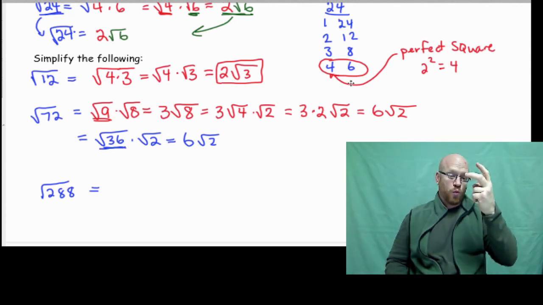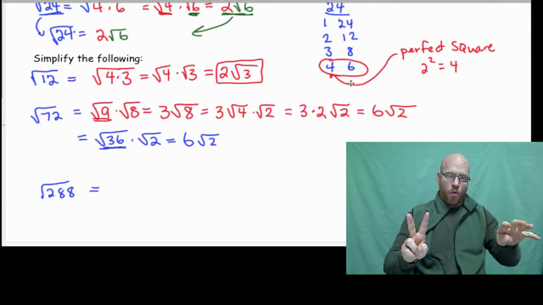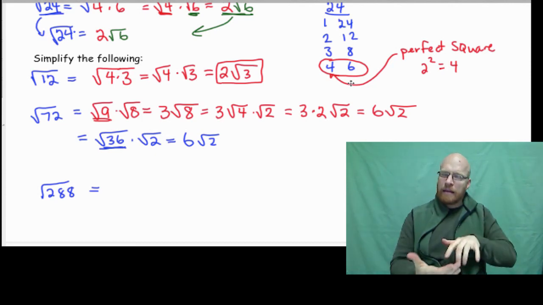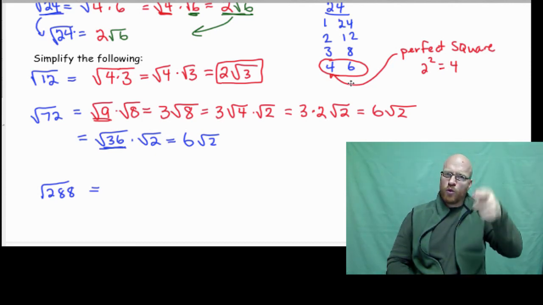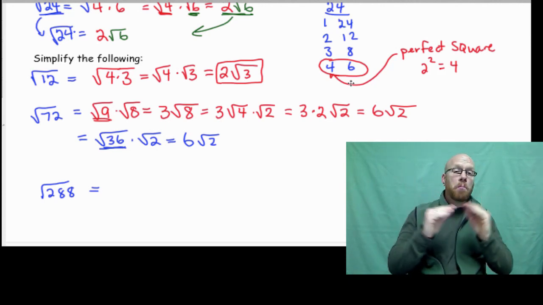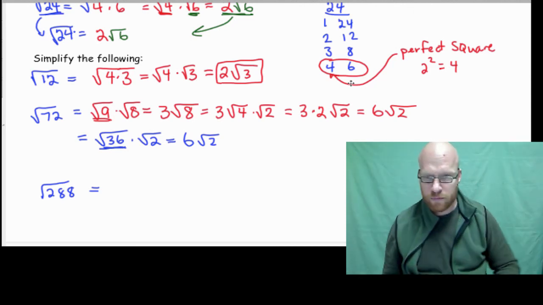Now we'll look at the square root of 288. I happen to know my squares, so I know 12 squared is 144. I know 2 times 144 is 288. Now, I suggest that you all learn your perfect squares, probably 1 through 12 or 15, maybe even 20, and it will help with this process.